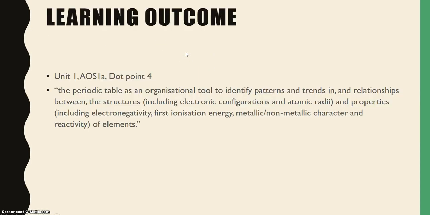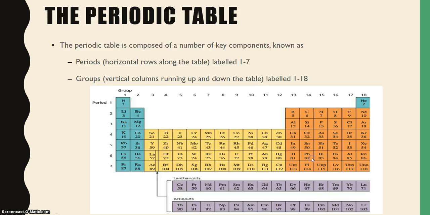In today's lesson, as under the VCAA study design, dot point 4 of Unit 1 Area of Study 1A, the dot point talks about describing and understanding the periodic table as an organizational tool, identifying patterns, trends and relationships between the structures. So today we're going to look at the organization and identify some patterns within the periodic table. These later components will be talked about in the next lesson.